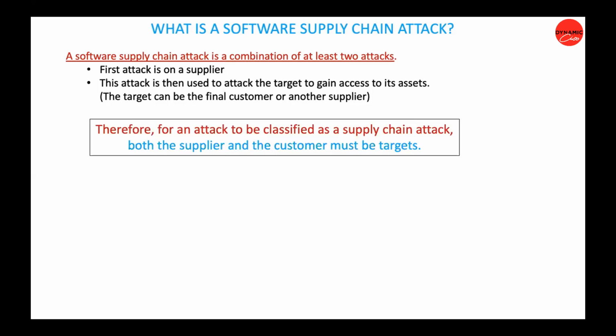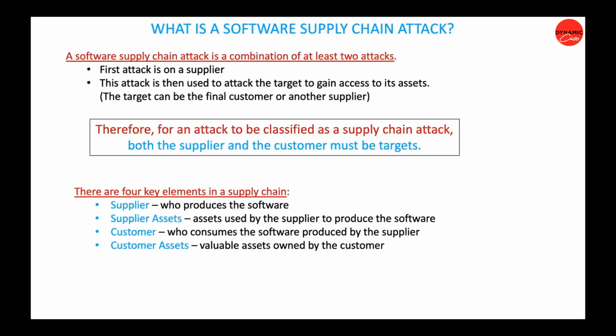Next, there are four key components which make a supply chain attack. That is the supplier who produces the software, and the supplier's assets that are used to produce the software. Why is this important? Because assets are the ones which get attacked, and we'll see in the course of this presentation how these attacks occur and how they can be mitigated. Then you have the customer who consumes the software, and very importantly, the valuable assets owned by the customer.